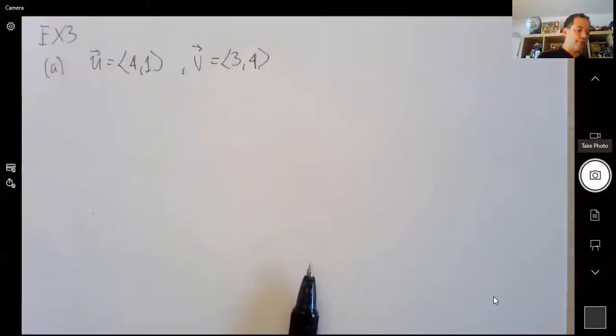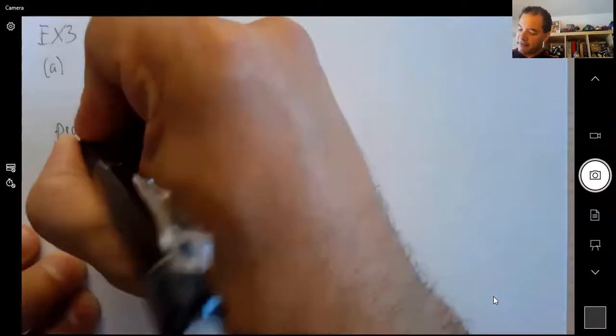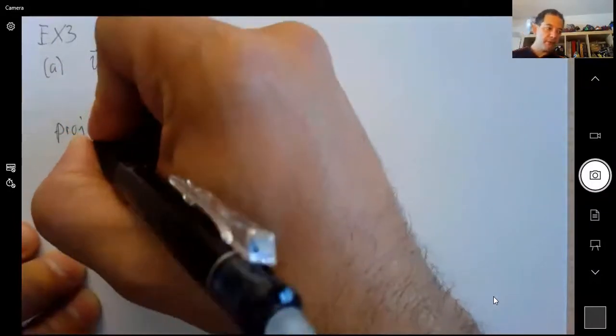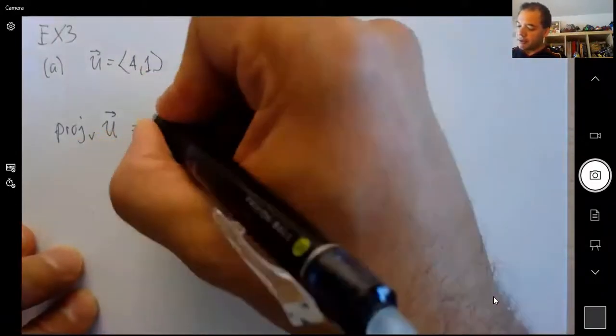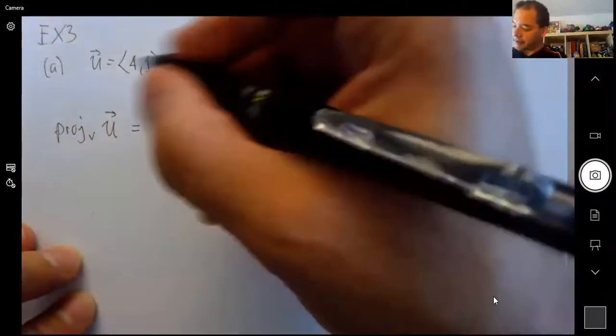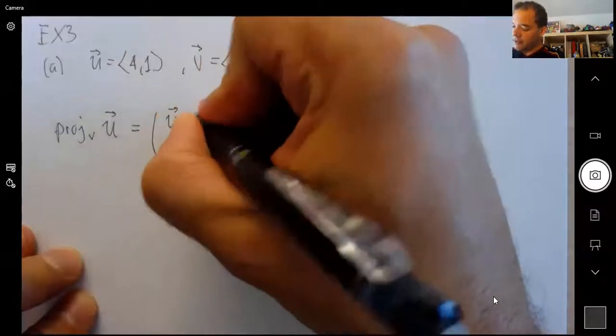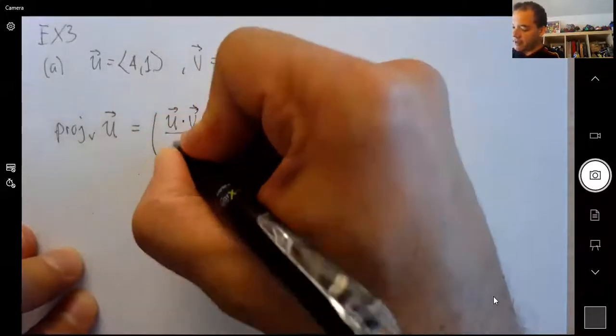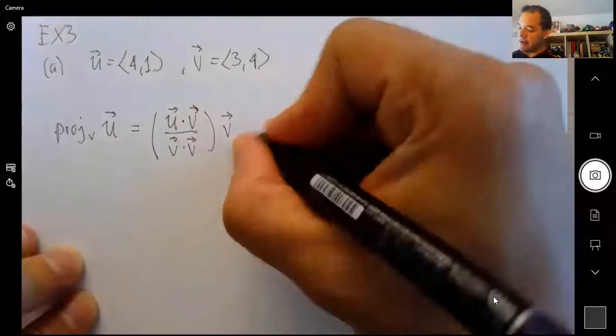Okay, good. So first we want to figure out, we have tons of ways of doing this. So let's figure out the projection directly. What is the projection of u onto v? The last formula we learned, which is the one that I like the best, says that it is u dot v divided by v dot v, times the vector v. That's my favorite because it's the easiest to use.